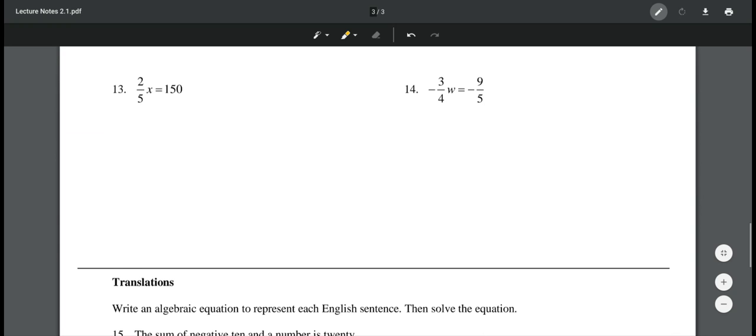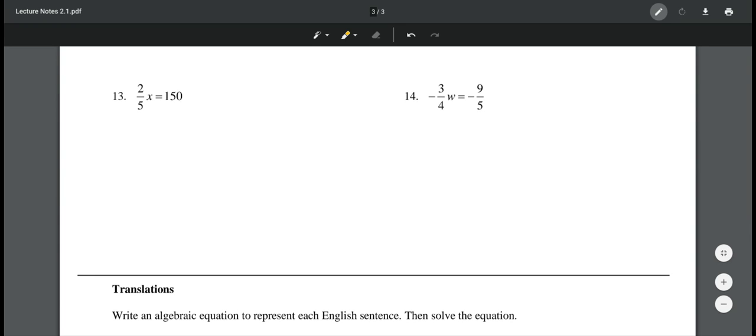Now, we're going to do the multiplication property again. This one is a little bit different because this time we're going to multiply by the reciprocal. If you notice, I don't have x over 5 this time. I have a fraction times my variable in both 13 and 14. So what I'm going to do is take that fraction coefficient and flip it. So I'm going to multiply both sides by 5 over 2.